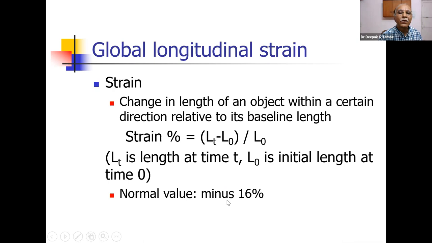So if the global longitudinal strain is more than minus 16, that is minus 18 or minus 20, the LV function is good. And if the global longitudinal strain is less than 16, that is minus 14 or minus 10, then the LV is not functioning well. In spite of the fact that the ejection fraction is good, this is the early marker of LV dysfunction.